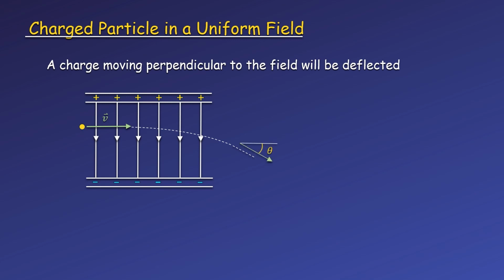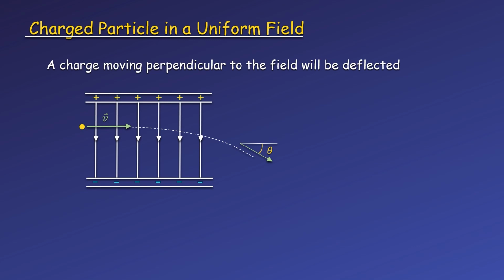Because the uniform field is perpendicular to the initial direction of motion, this component of velocity will remain constant. So in the example I've drawn, the charge begins with only an x component of velocity. Since there is no acceleration from the field in this direction, it remains constant just like in projectile motion.